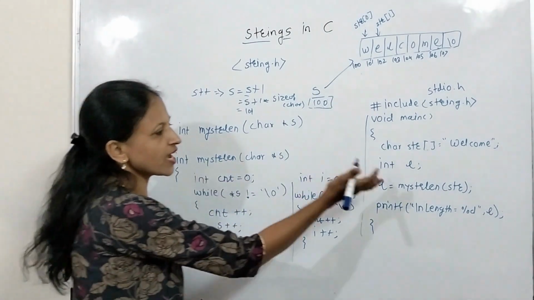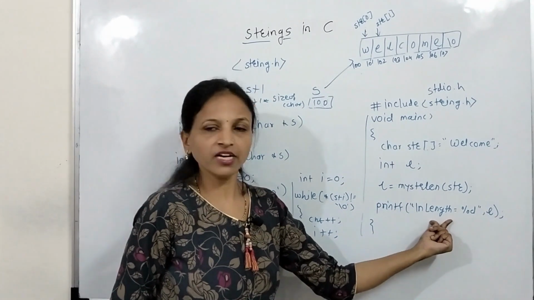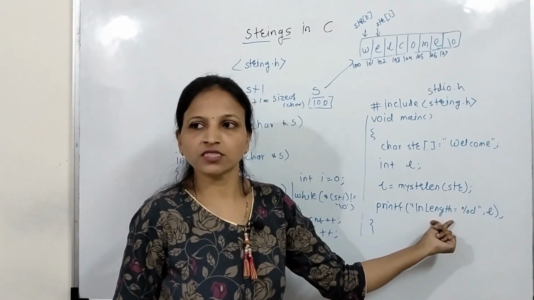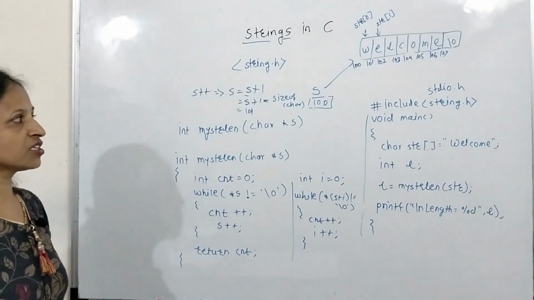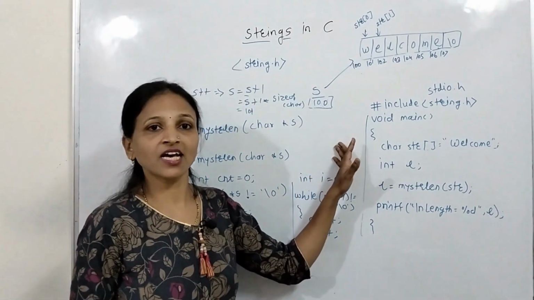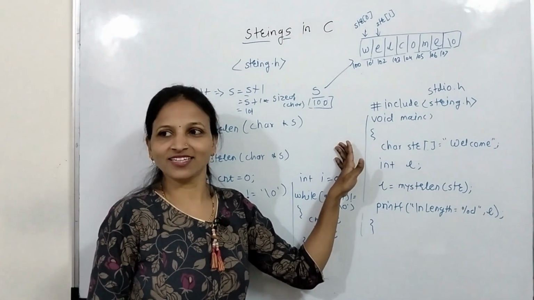Now here we have catched that in L and we will display whatever length of that string. Getting? This is how to write our own function for doing the same task just like strlen. Getting?